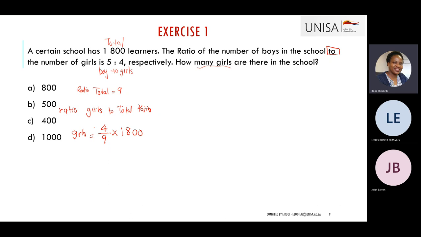1,800. And the answer we get, 4 over 9 multiplied by 1,800, is 800 girls in the school. Therefore, it means we have 1,000 boys in the school. And that's how we calculate the ratios.